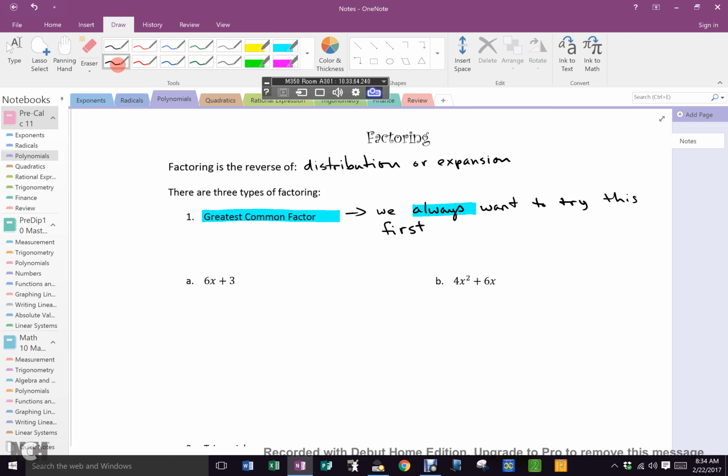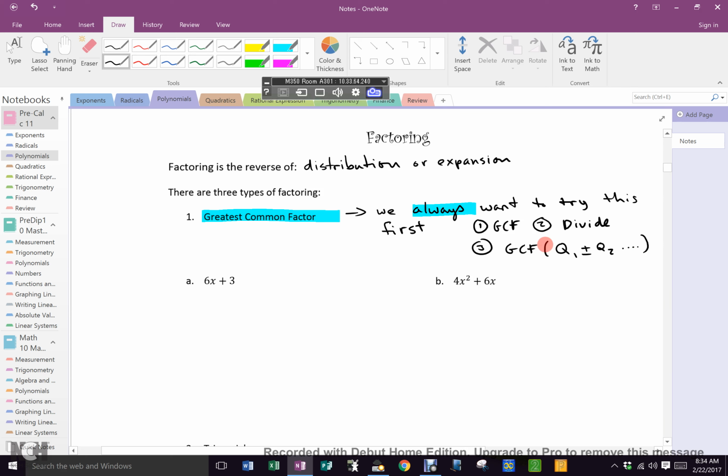And GCF factoring is always the same thing. One, you decide on the GCF. Two, you divide. And three, you write the answer as such: GCF, bracket, and then all the quotients that you got. Quotient one, quotient two, and so on. Okay?